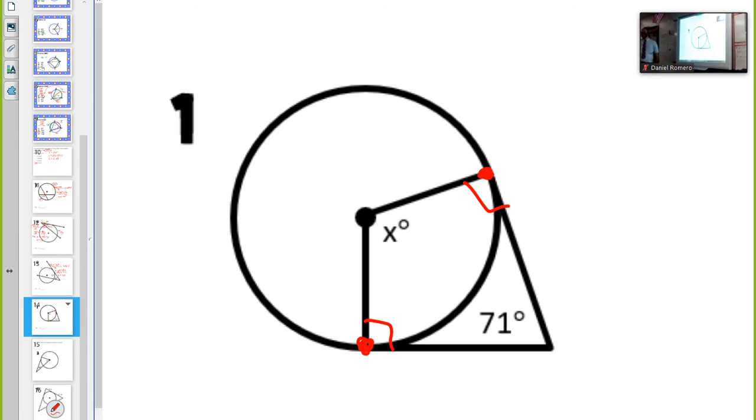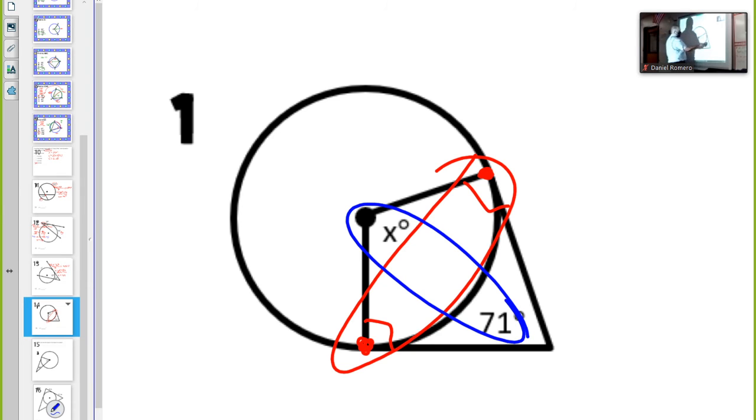It's 90 degrees. So if these are taking up 90 and 90, what's 90 plus 90? 180. So then how many degrees are there left for these two to share? How many degrees are there in a quadrilateral? 360. So there's 360 in total, but 180 of them are being used up already. How many degrees are left?